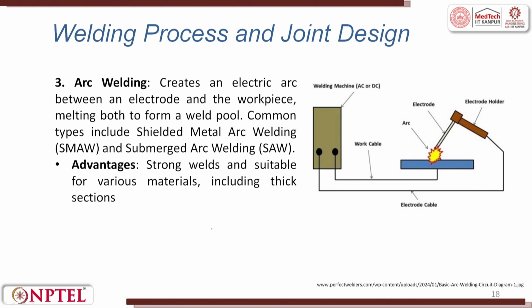Then comes arc welding. Arc welding creates an electric arc between an electrode and the workpiece, melting both to form a weld pool. Common types include shielded metal arc welding, that is SMAW, and submerged arc welding. The advantages are it gives strong welds and is suitable for various materials including thick sections. So, applications are heavy duty applications in construction and shipbuilding.